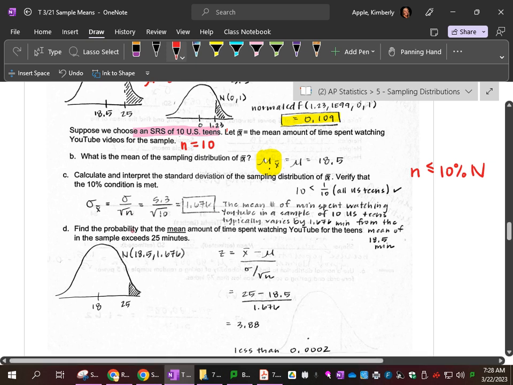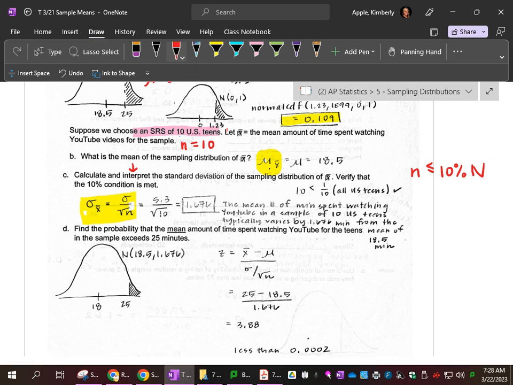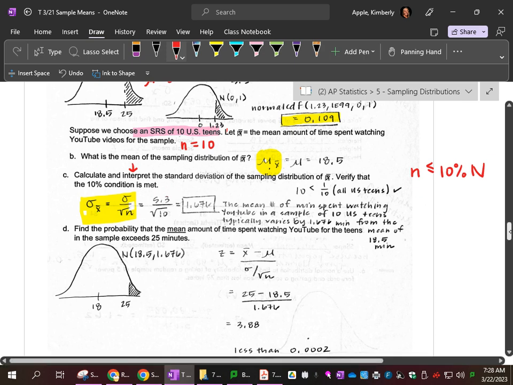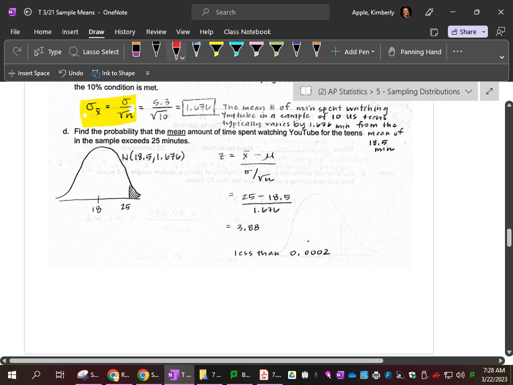Then we can go ahead and proceed to calculate the standard deviation of the sampling distribution of x bar. And so recall that that is this formula, the population standard deviation divided by the square root of the sample size. Here are the numbers plugged in, and you get 1.676. And then the interpretation, don't forget to always look for the instructions for the question, is that the mean number of minutes spent watching YouTube in a sample of 10 US teens typically varies by 1.67 minutes from the mean of 18.5 minutes. And then finally, we'll go down and complete a normal calculation.